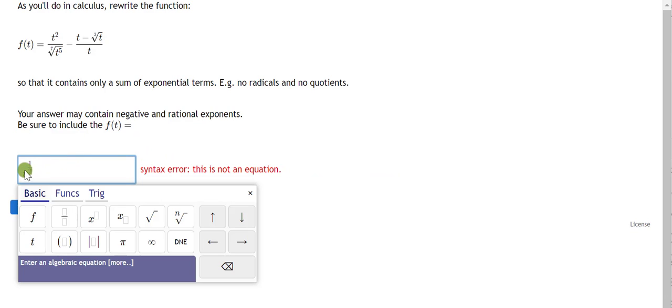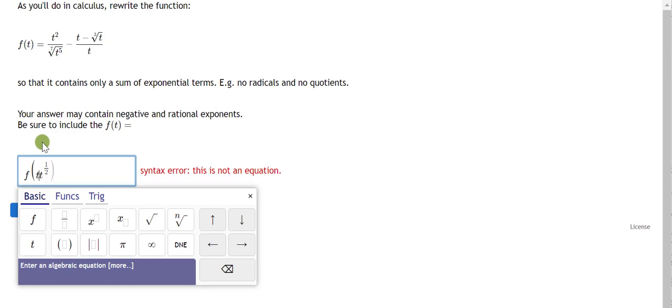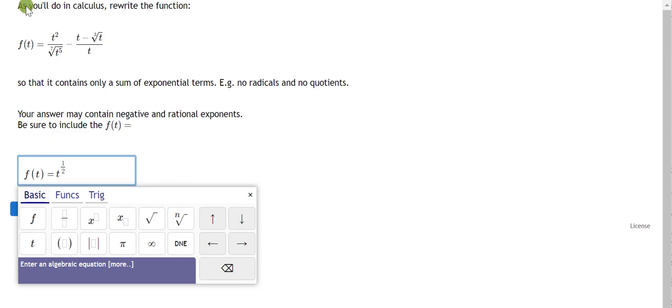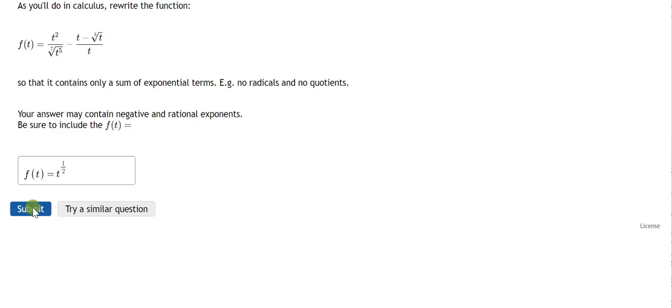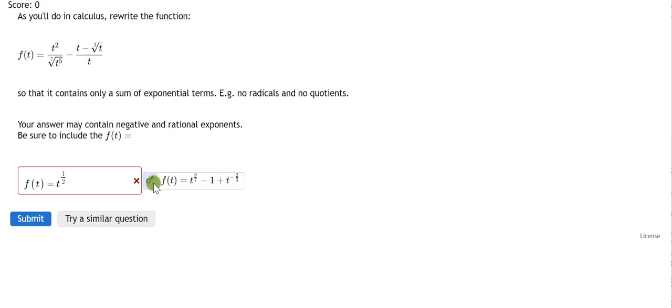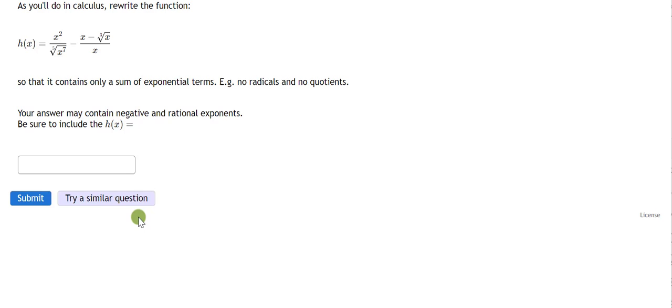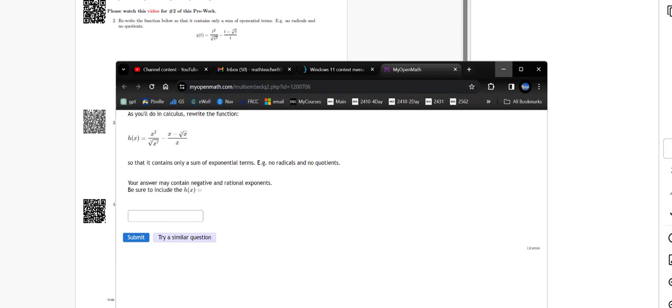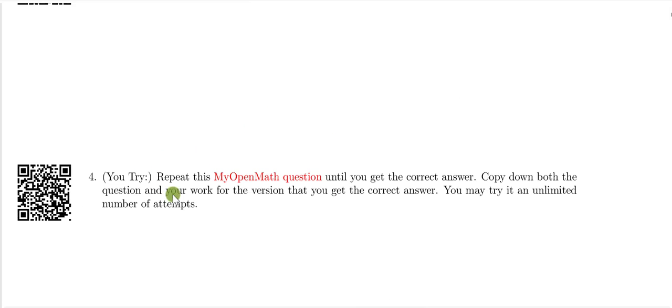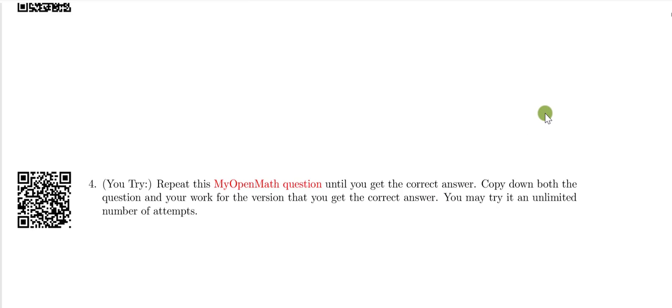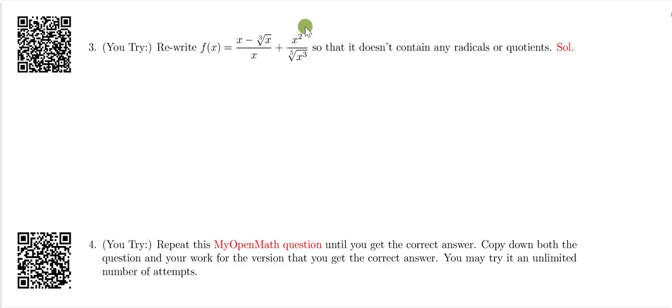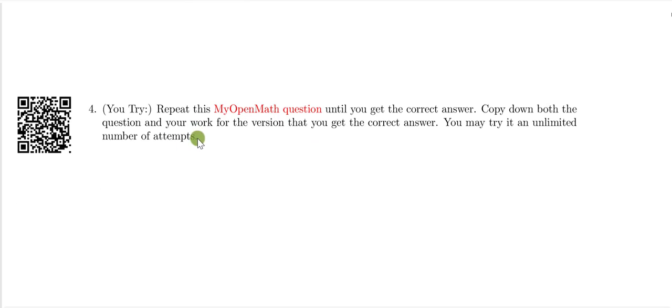That's because I'm forgetting an f of t. This is the incorrect answer here. Now at least it doesn't say there's a syntax error. And if I hit submit, it will check my answer. I can see the correct answer, and I can try a similar question. So what I'd like you to do here is repeat this problem until you get the correct answer. Copy down both the question and your work for the version that you get the correct answer, and you can do this as many times as you like. So first, we go ahead and use this problem here where you've got a completely worked out key for this example, and then you'll try something similar here.